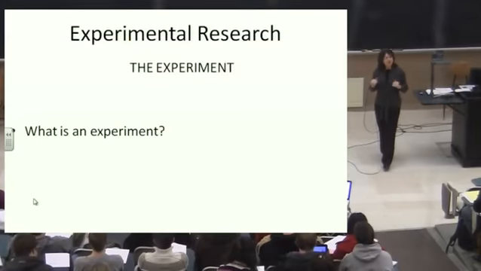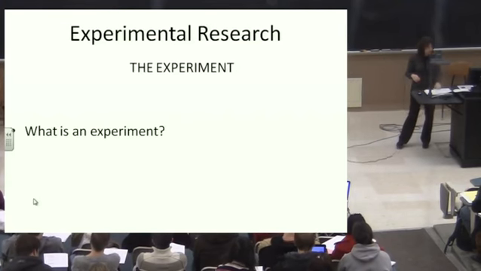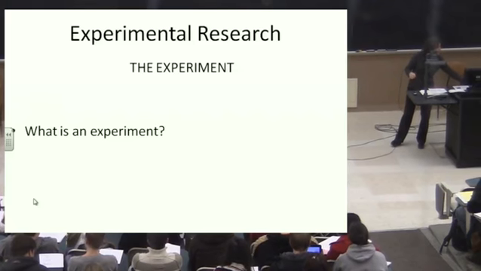Or let's do an experiment where everyone does walk out of here at 10 o'clock and see what happens. Not that kind of experiment. What do we mean by experiment in psychological science? Well, an experiment has some very specific characteristics.